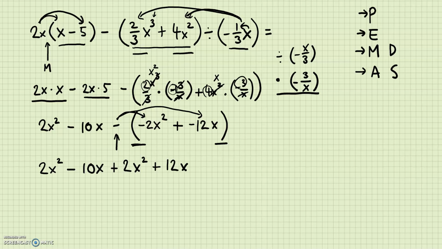Okay, and then let's look at addition and subtraction. We just add, let me use different colors here. Add the like terms. So 2x squared plus 2x squared is going to be 4x squared. Negative 10x plus 12x is going to be positive 2x. So this will be our answer for this question.